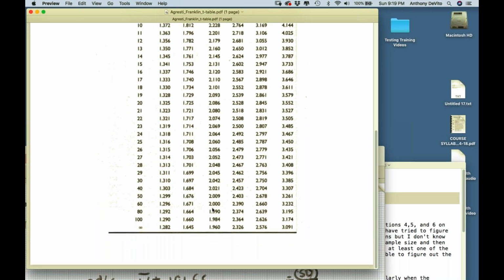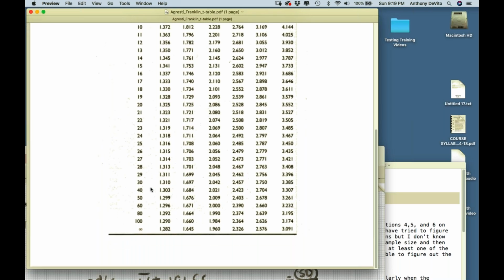So a lot of times people will just abbreviate this. If they have a large sample size, say over 30, or I'd say over 40 or 50 or something like that, but certainly by 100, they might just use 1.96 as a convenience.